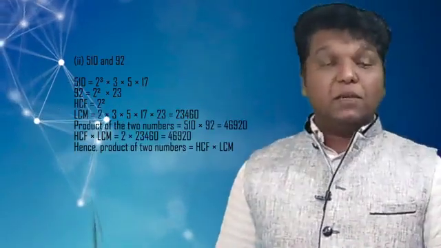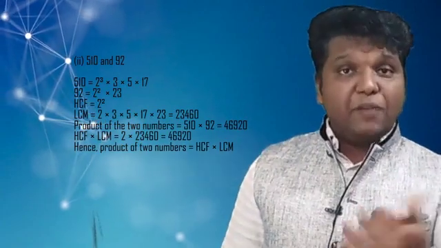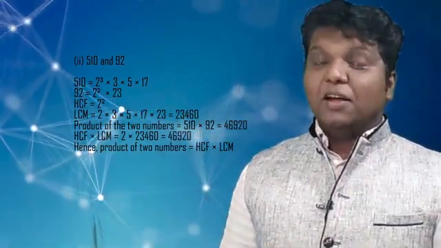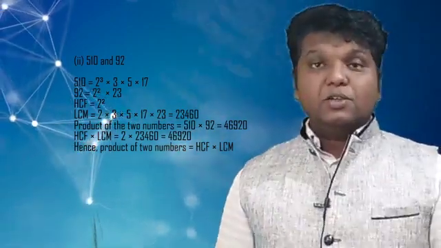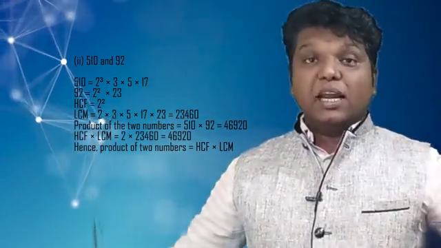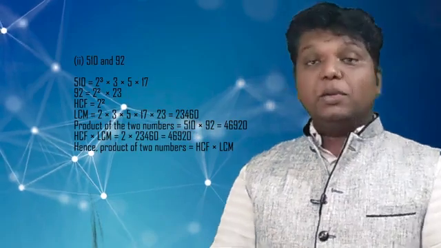Coming to the next question. What's the next question? There are two numbers again. Here it is 510 and the second number is 92. So let us start with the factorization. 510 is an even number, so definitely it will be divisible by 2. So let's start with the smallest prime number, which is 2. Dividing it by 2, how many times?